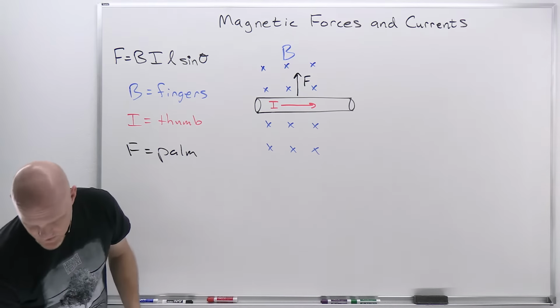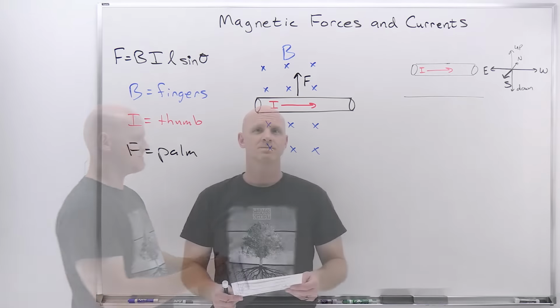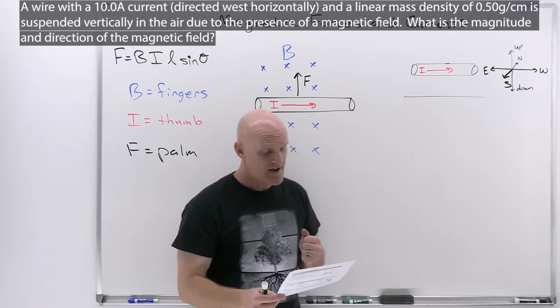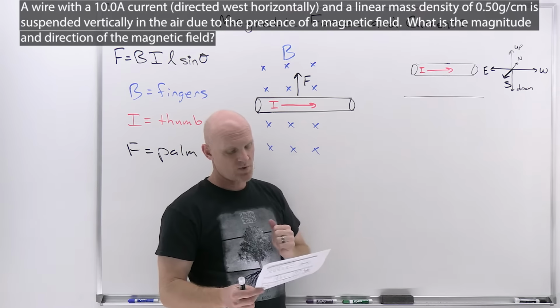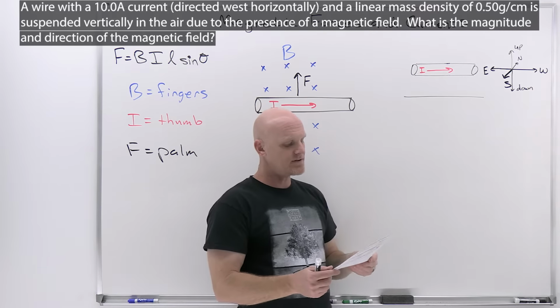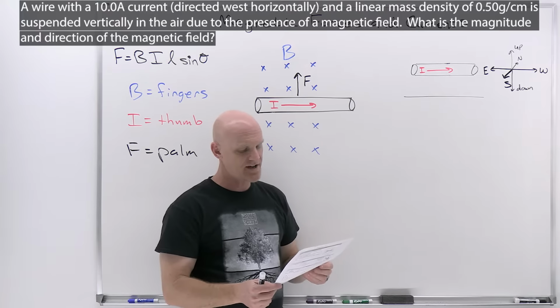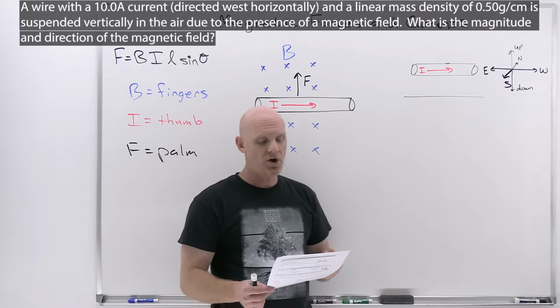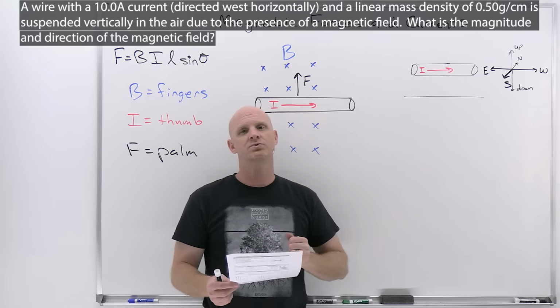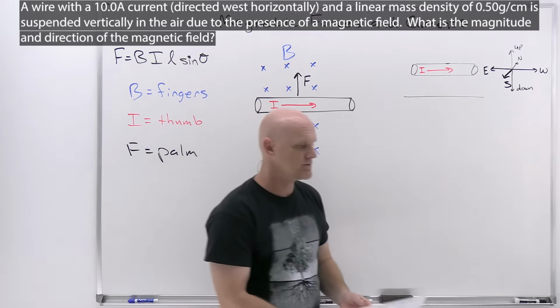So let's do an example problem here. The problem we're going to tackle says a wire with a 10.0 amp current directed west horizontally and a linear mass density of 0.50 grams per centimeter is suspended vertically in the air due to the presence of a magnetic field. What is the magnitude and direction of the magnetic field?